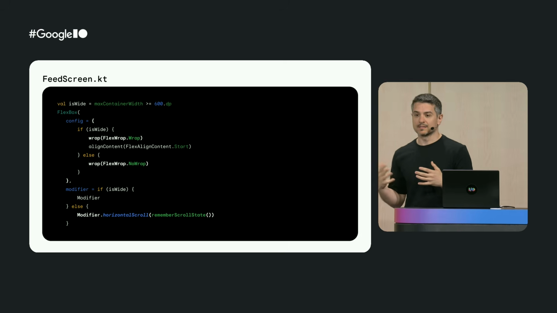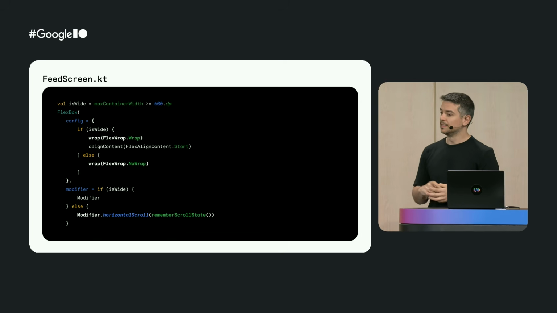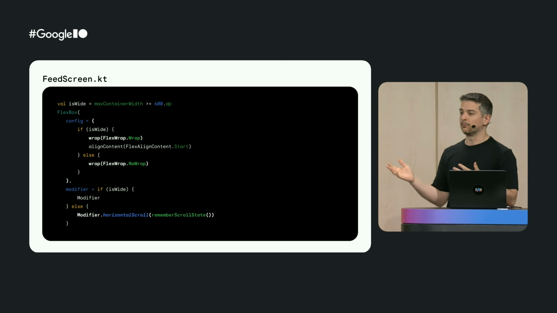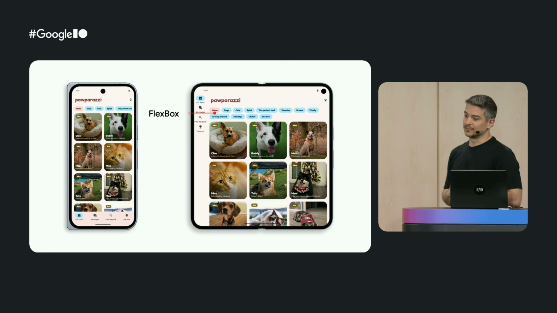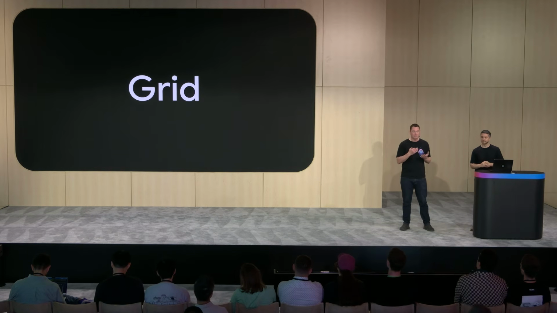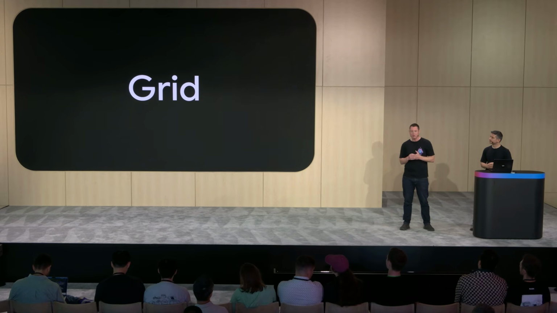Now the code is a little bit more complex, but it does exactly what we asked for. Depending on whether it's wide or not, we wrap or we apply a horizontal scroll. And this is the result. We have a FlexBox that wraps on large screens. Nice. OK, so FlexBox is great for one-dimensional layouts, but for complex 2D layouts with items that span both rows and columns, we have another experimental API called Grid.